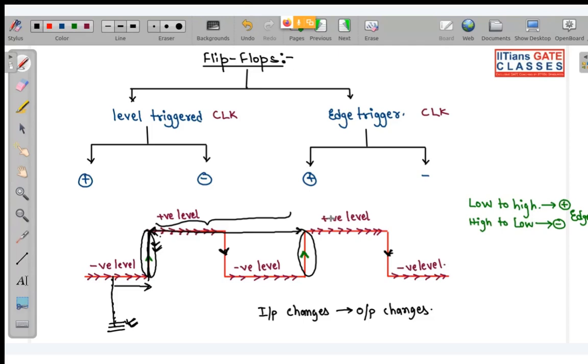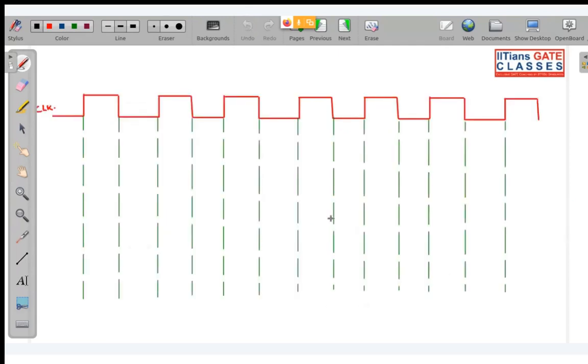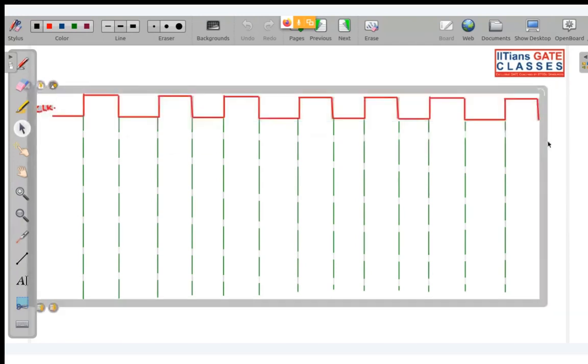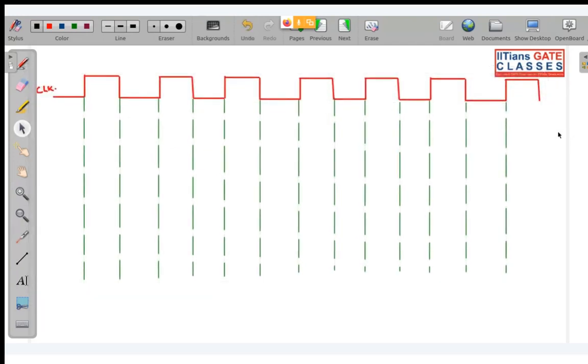Even if it is not clear, we will try to understand it with the help of one example. Suppose we have a clock over here, this is your clock. I haven't written whether this is a positive edge or negative edge triggered flip-flop. Now suppose I take a random input that I will give to a D flip-flop. So this is your D flip-flop. I haven't told whether the clock is edge triggered or level triggered.